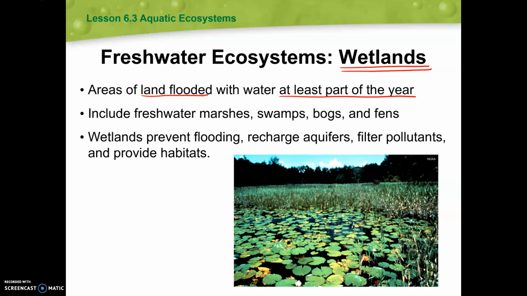These are going to include different marshes, swamps, bogs, and fens. And wetlands are really important because they have 4 really important characteristics. They help prevent flooding. They recharge our aquifers, which we know is our underground water storage. They filter out pollutants in the water, and they provide habitats for many, many different animals here.